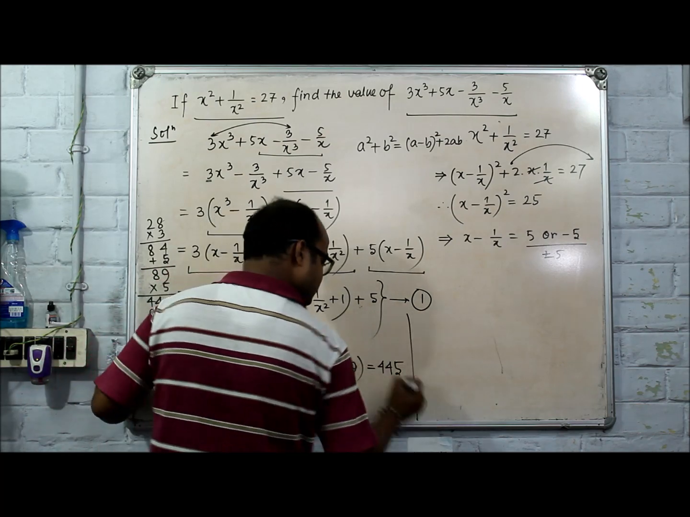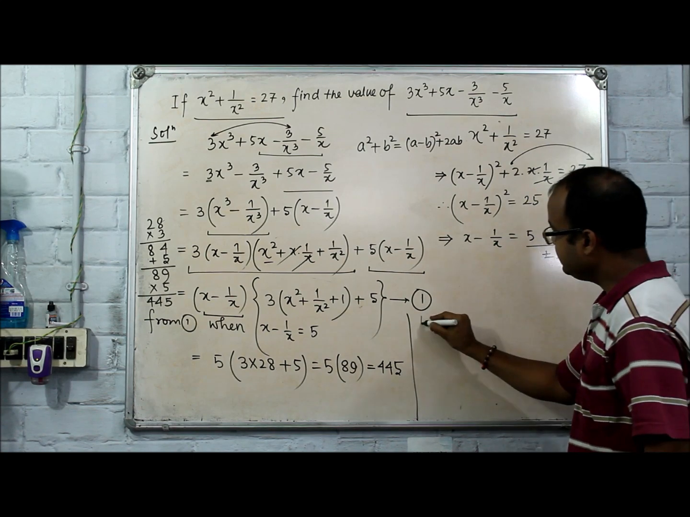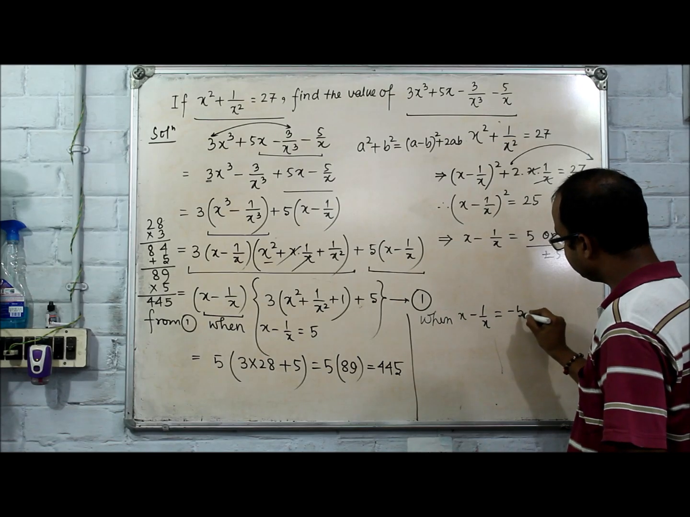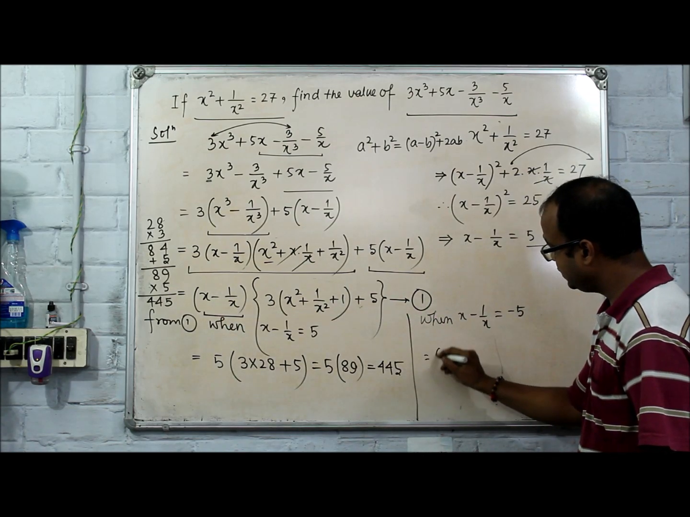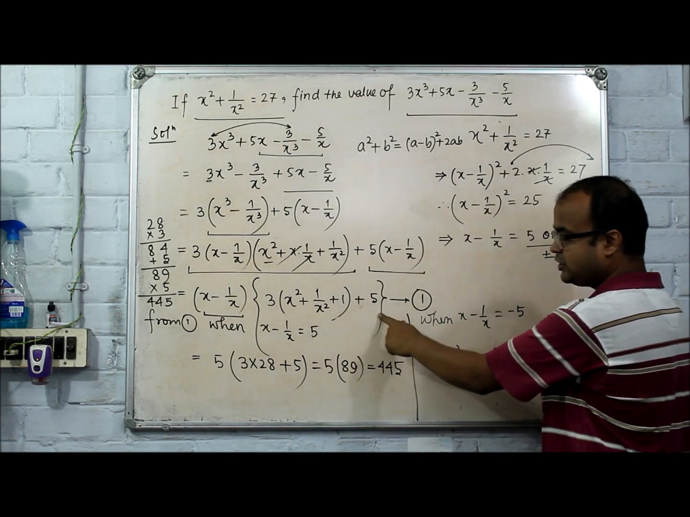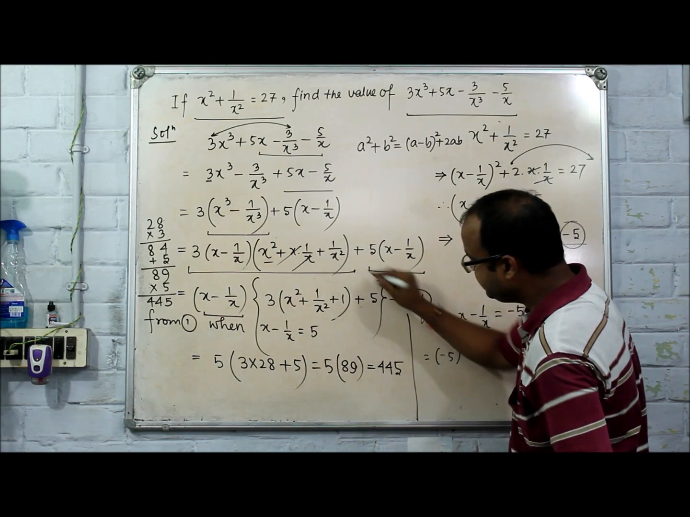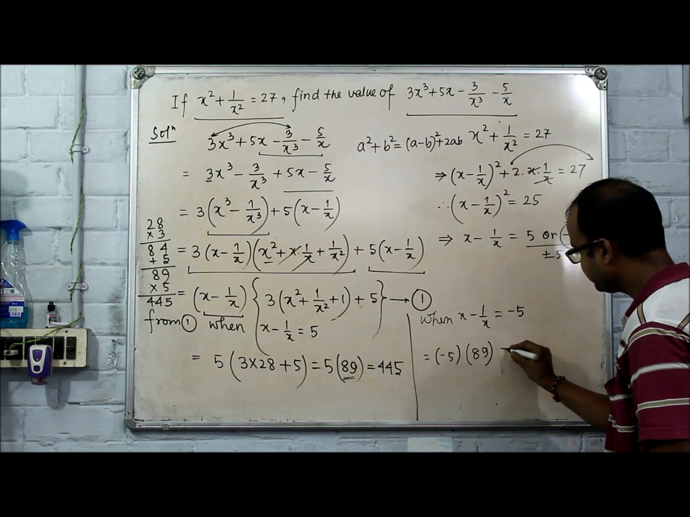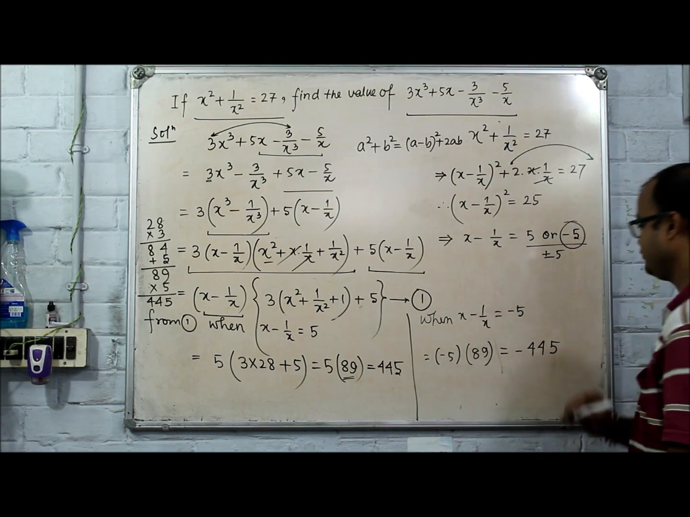Clear? Now look at the next part. That means now we are going to substitute when x minus 1 by x is equal to minus 5. If you substitute minus 5, from 1 you will get minus 5. Now this part remains the same because x square plus 1 by x square is 27. That means if you simplify this part, you are going to get 89 only. So I am writing here directly 89. And 89 into 5, this time we are getting the value as minus 445.